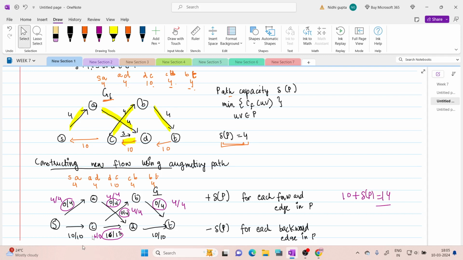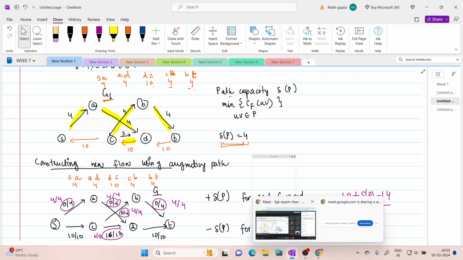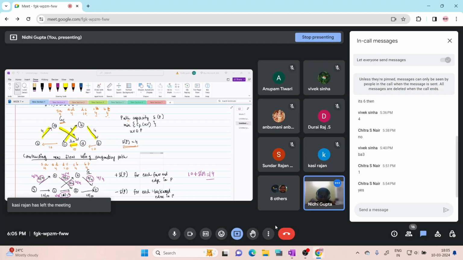So this is the kind of algorithm. Given a flow, first we construct the residual flow, and if that residual flow has an augmenting path, that is a path from the source vertex S to the sink vertex in the residual flow, then it will have some path capacity. If it has an augmenting path with path capacity k, then we can construct a new flow whose value is k more.